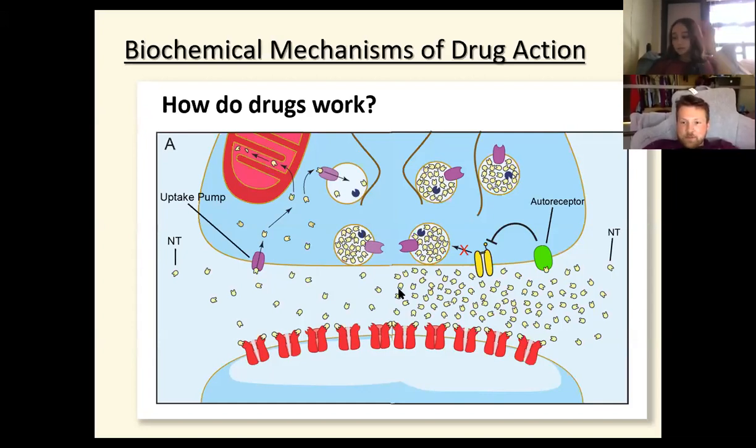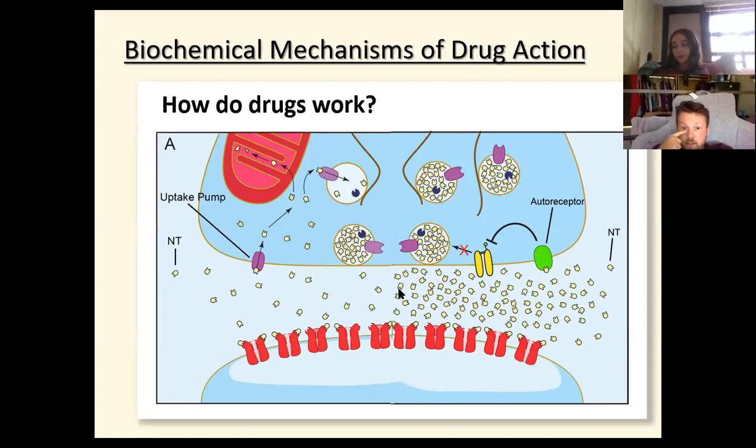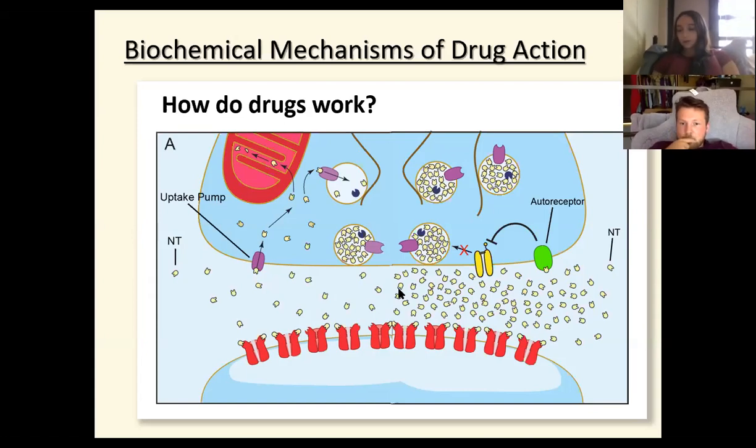Just pick out a protein there we haven't already picked out. We did the autoreceptor and the uptake pump. Right. What else we got there? I'm looking at three right now.